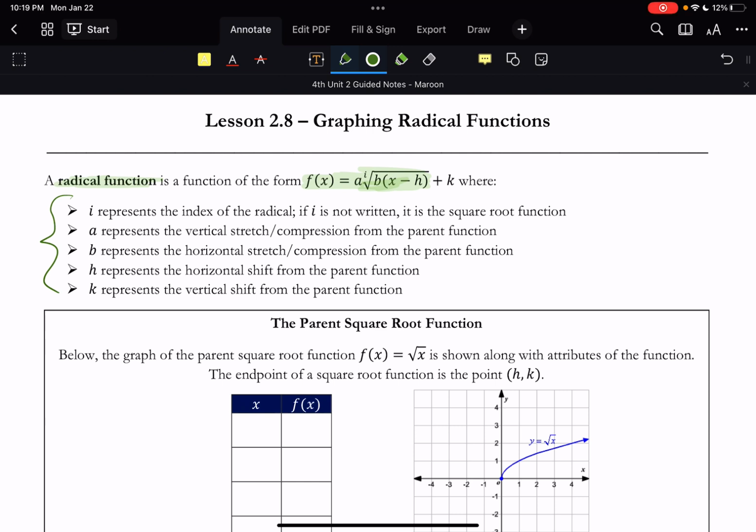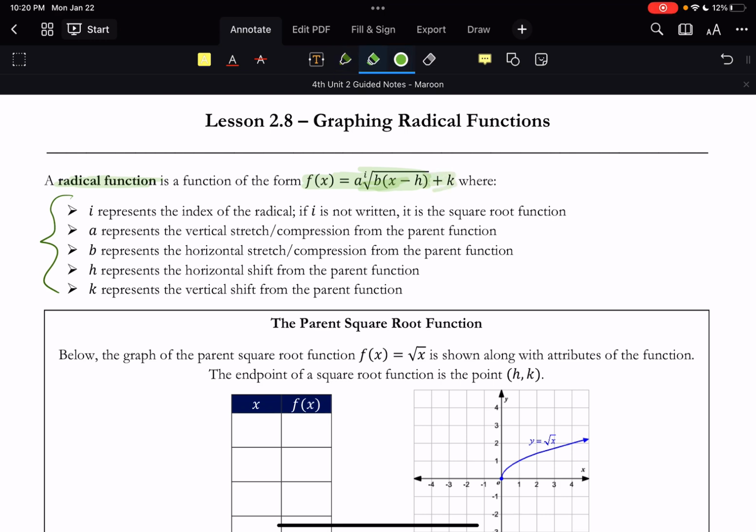Again, if it's not written, it's the square root function. We know that. And these are just the regular transformations that we've been talking about when we've been talking about graphs and looking at functions. So a is the vertical stretch or compression, b is the horizontal stretch or compression, h is the horizontal shift from the parent function, and k is the vertical shift from the parent function.